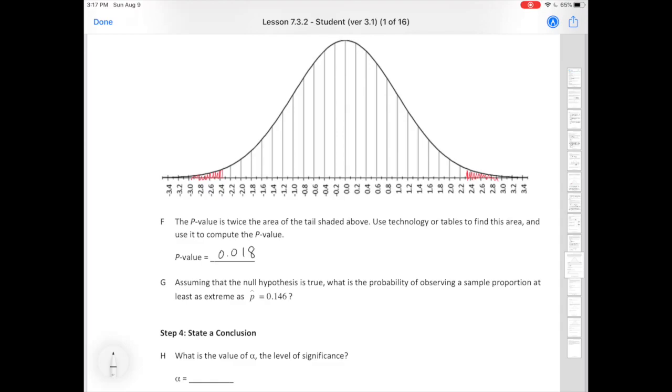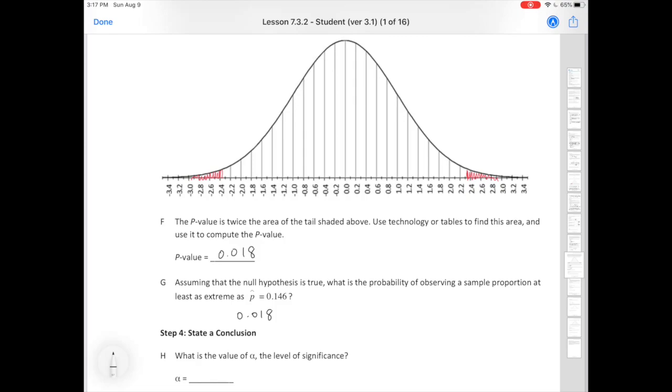Assuming that the null hypothesis is true, what is the probability of observing a sample proportion at least as extreme as the one that we got? It is 0.018, right? That is the p-value.